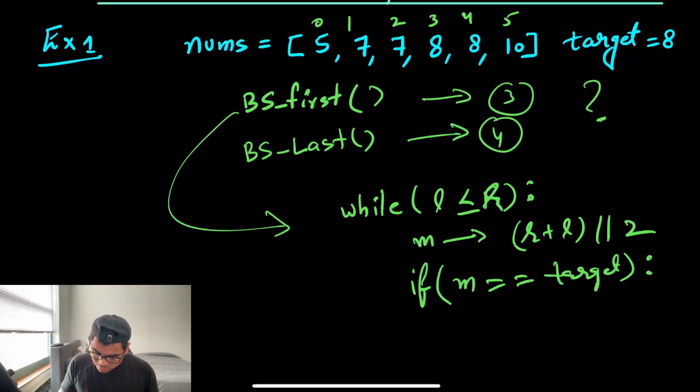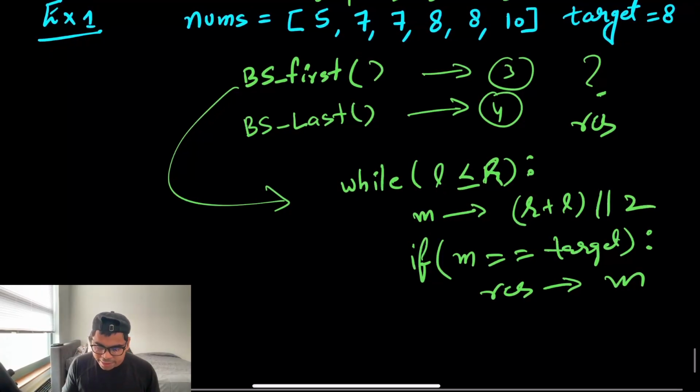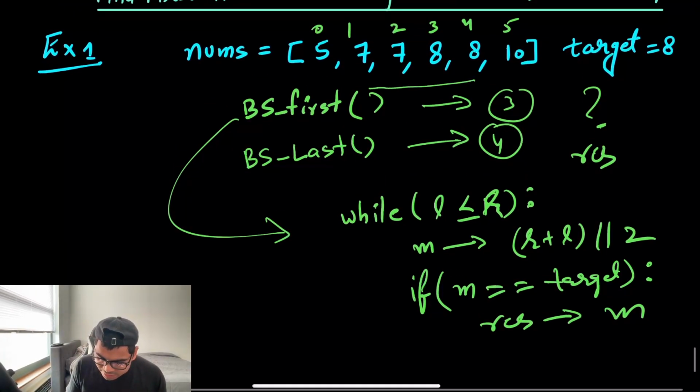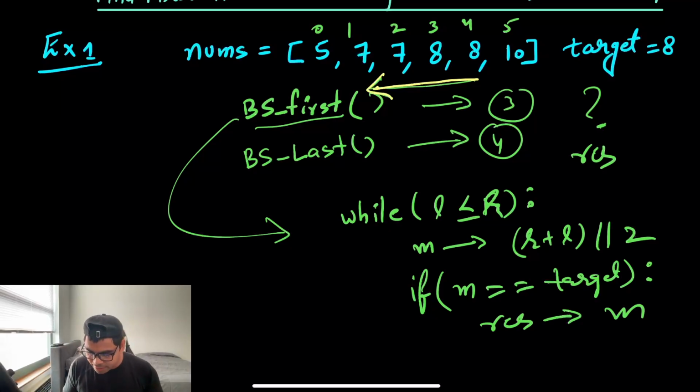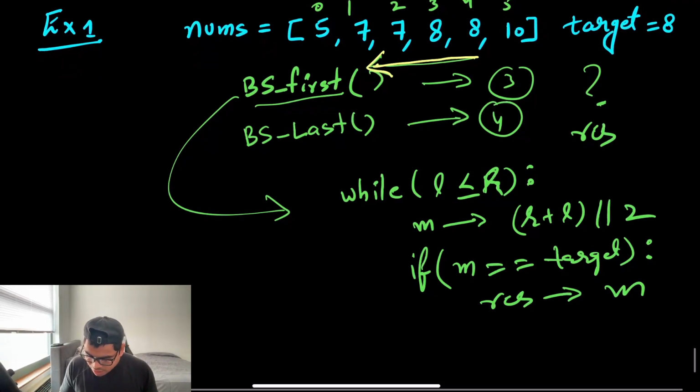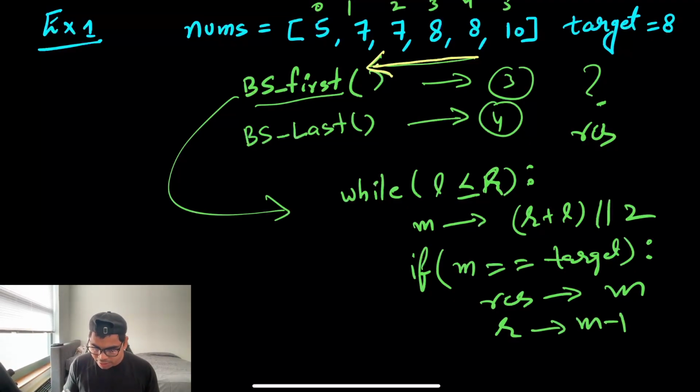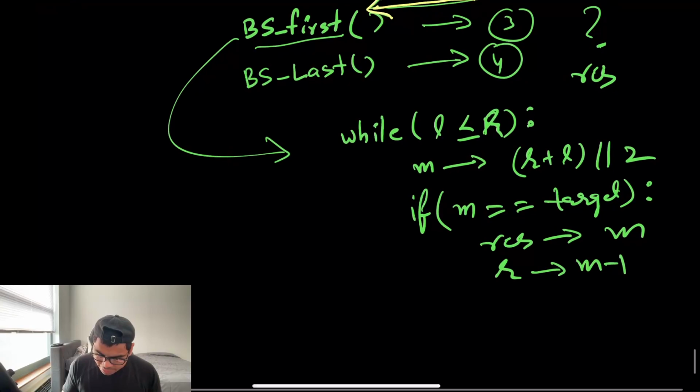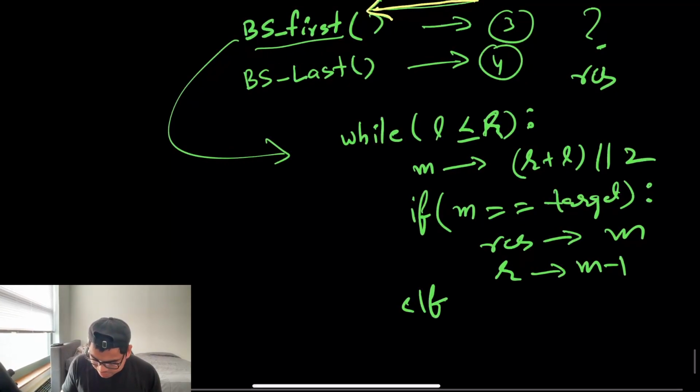that means we will have our result, and we will assign that to our result. So result would be that m, but since we are trying to find the leftmost possible valid index that has the value as target, I will still move my right pointer to mid minus 1.